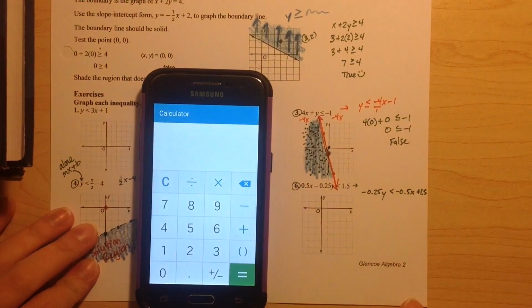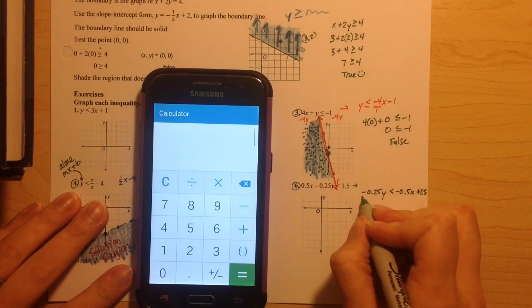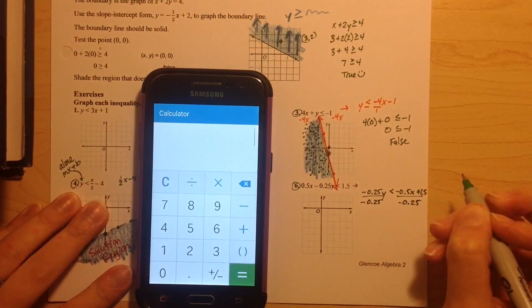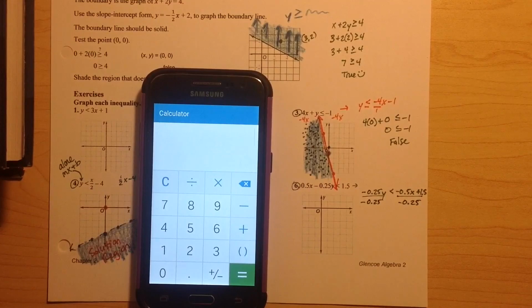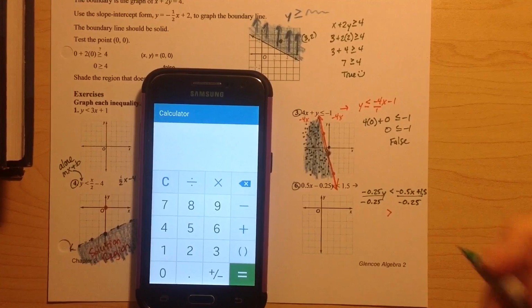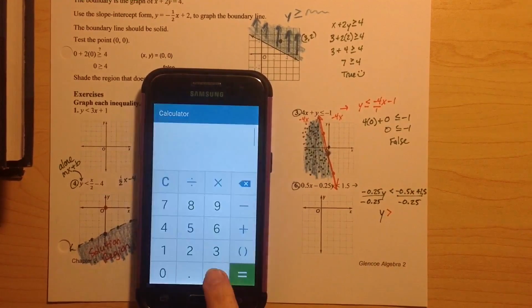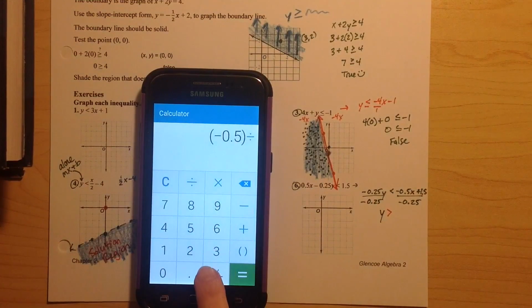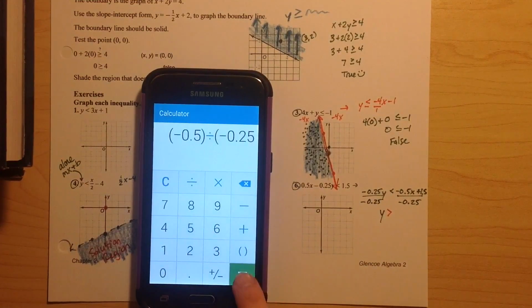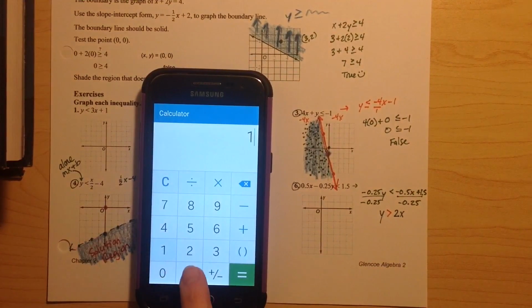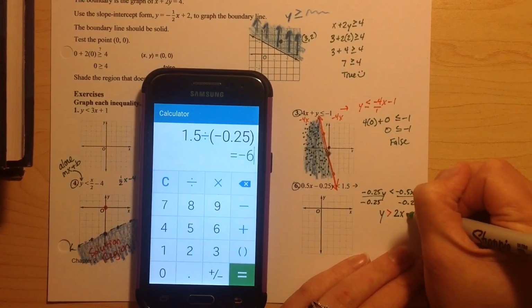So what I would do is I would just divide both sides by negative 0.25. Now, don't forget, you just divided by a negative, meaning your inequality sign needs to switch directions there. So I'm going to have y is greater than negative 0.5 divided by negative 0.25. I get 2. How nice. X. Then I have 1.5 divided by negative 0.25. I get negative 6. How nice.